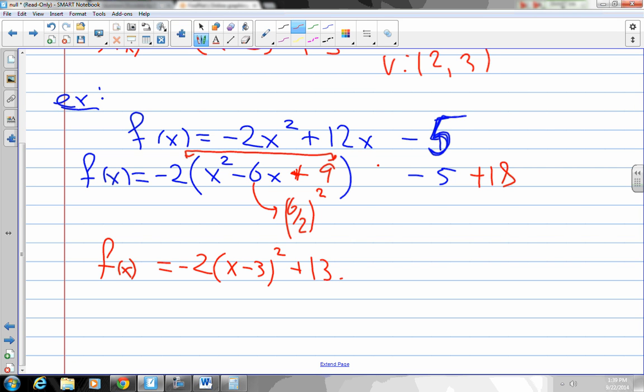That -2 has nothing to do with the vertex. It's just whatever's inside the parentheses and whatever's outside the parentheses, that number added. So what is the vertex of this parabola? 3, 13. Is that a maximum or a minimum? Maximum. Because of the negative up front, it's an upside down parabola, so it has a maximum. This is the weird connection. So if it's plus 3, it will still be a maximum. It's all about this sign right here. If it's a negative in front, the whole thing, that's what flips the parabola.